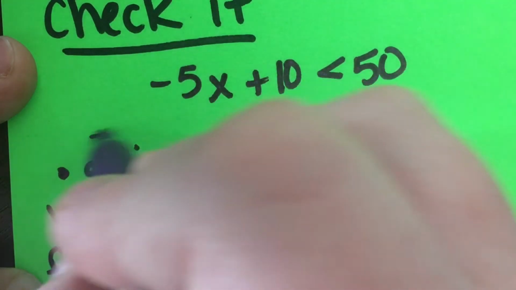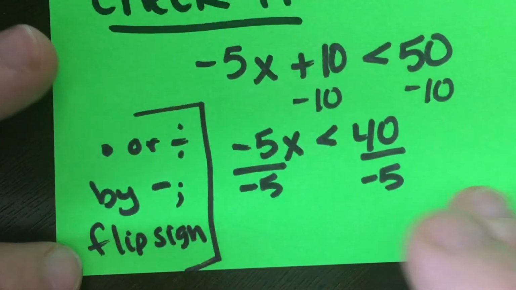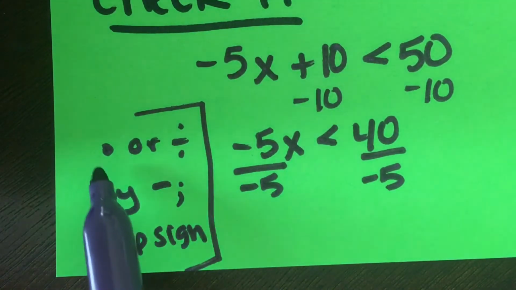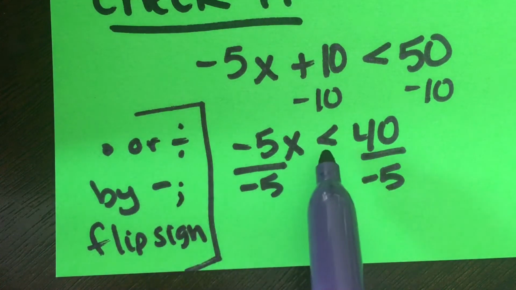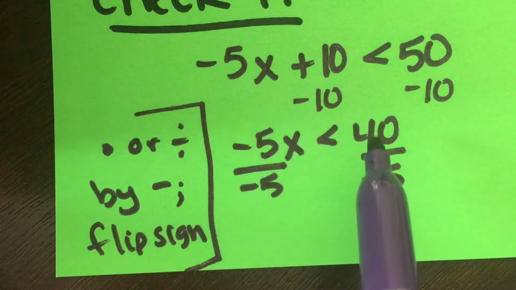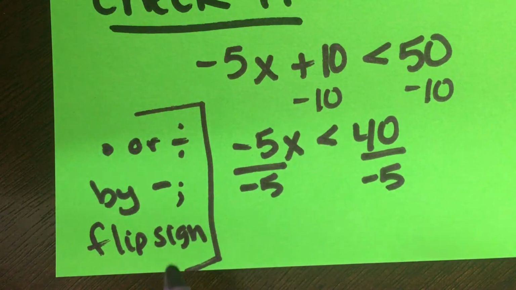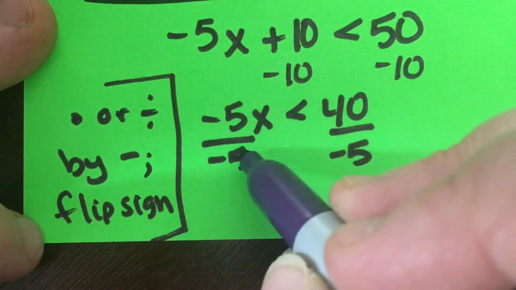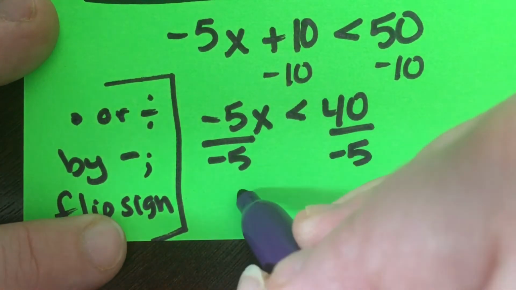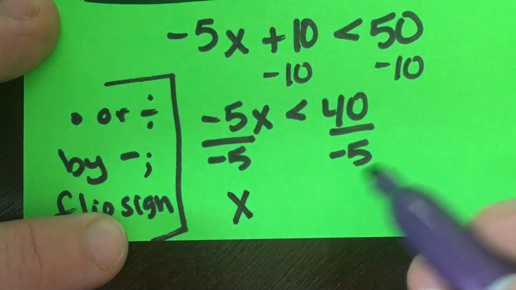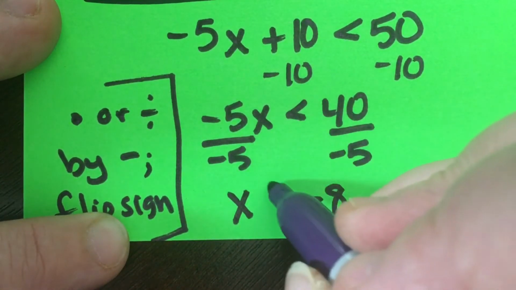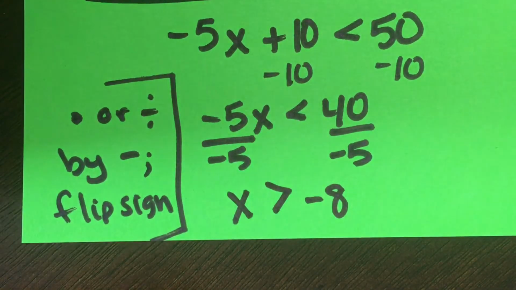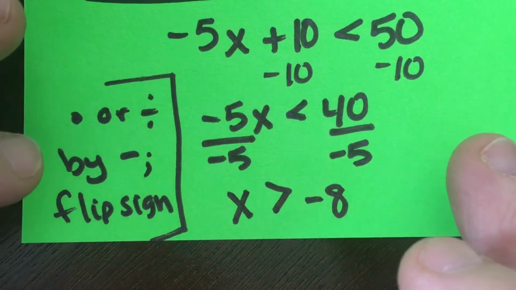My shorthand's probably getting a little crazy, but hopefully you followed along to what I said. If you're multiplying or dividing by a negative number across the inequality, so from one side to the other, you must flip your sign. And so this part is still the same as we knew. Negative 5 divided by negative 5 is 1, so that's x. It's 40 divided by negative 5, that's still negative 8, but we must flip our sign. This only works if x is greater than the value of negative 8.